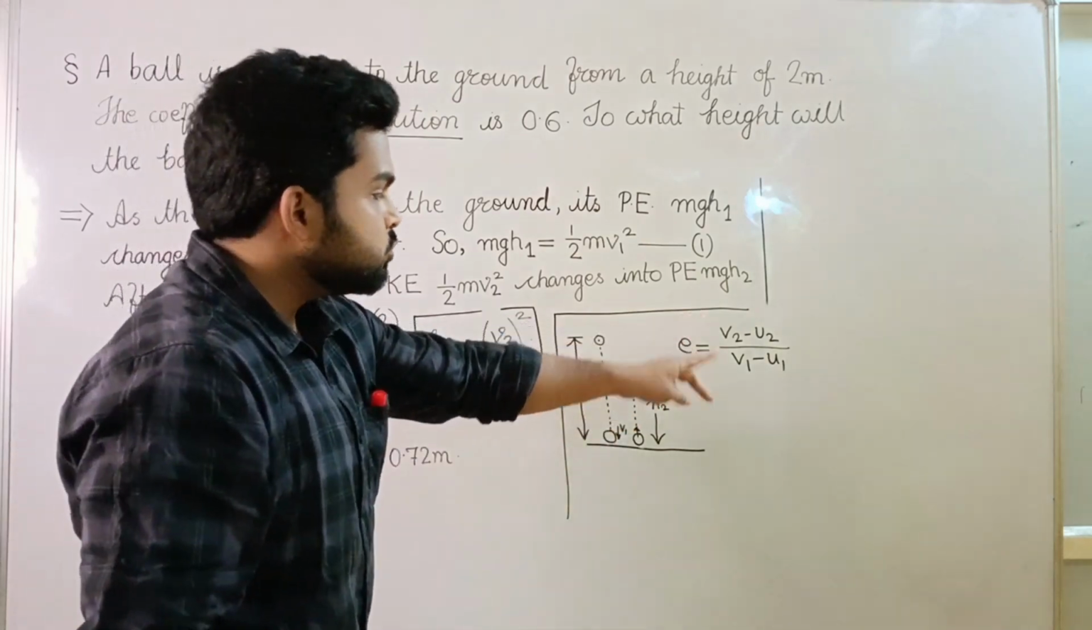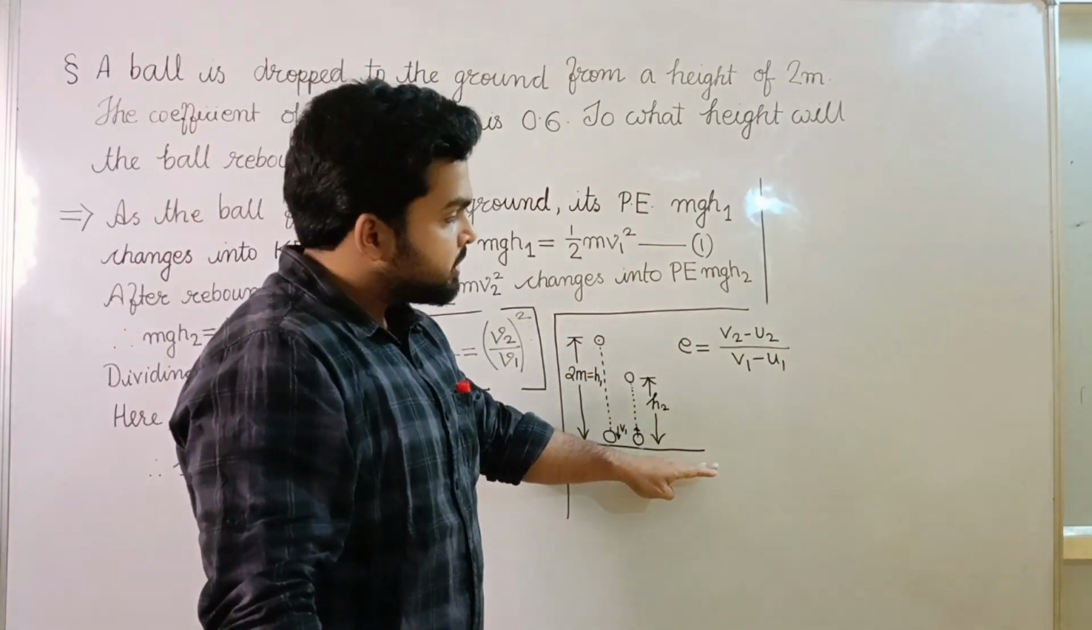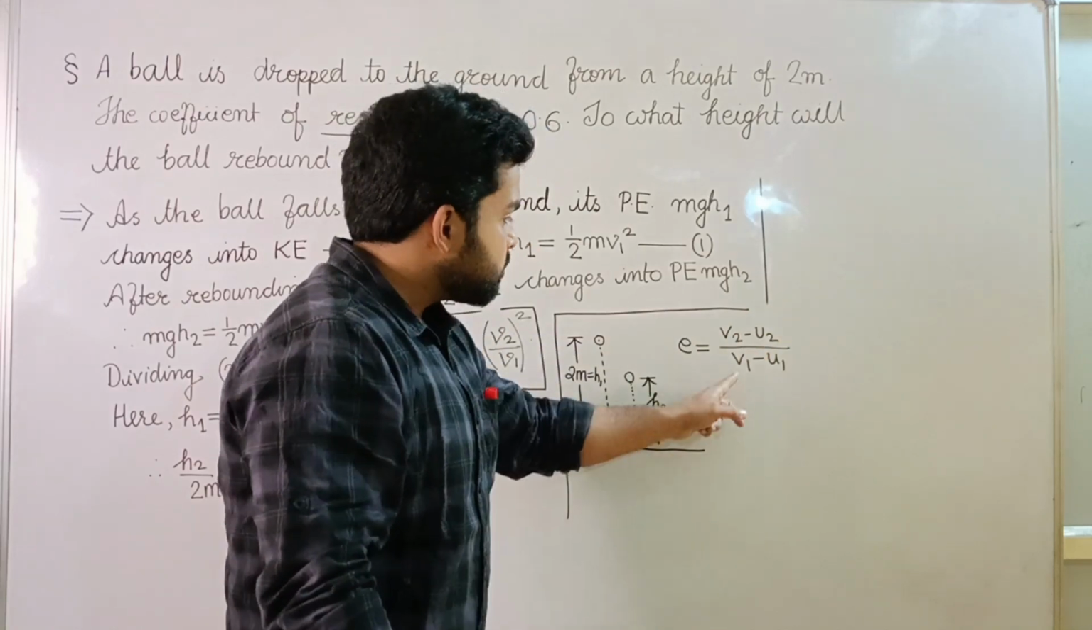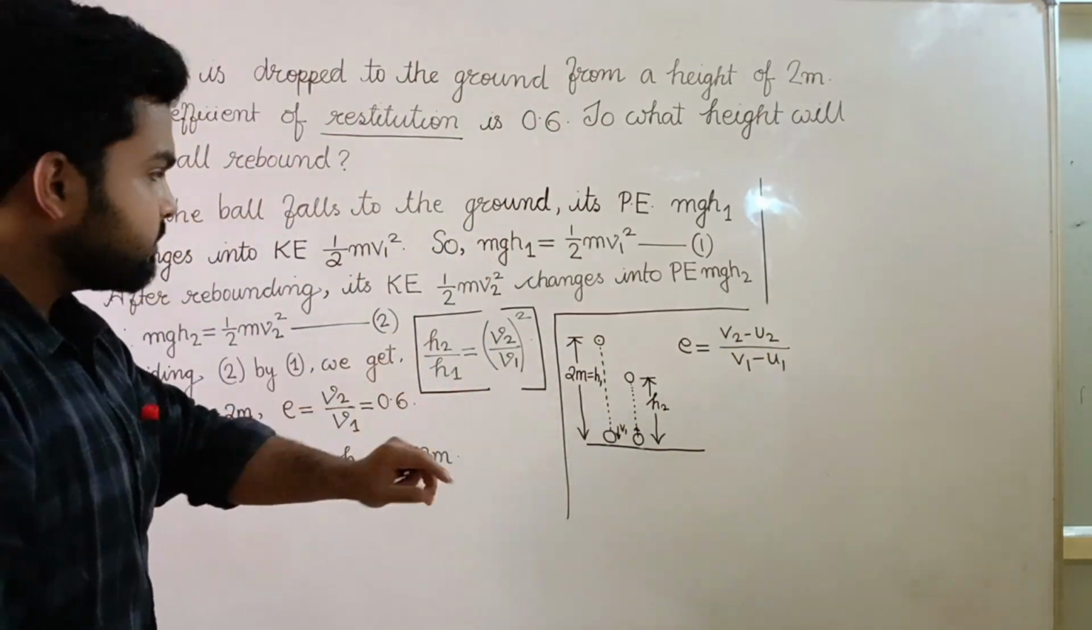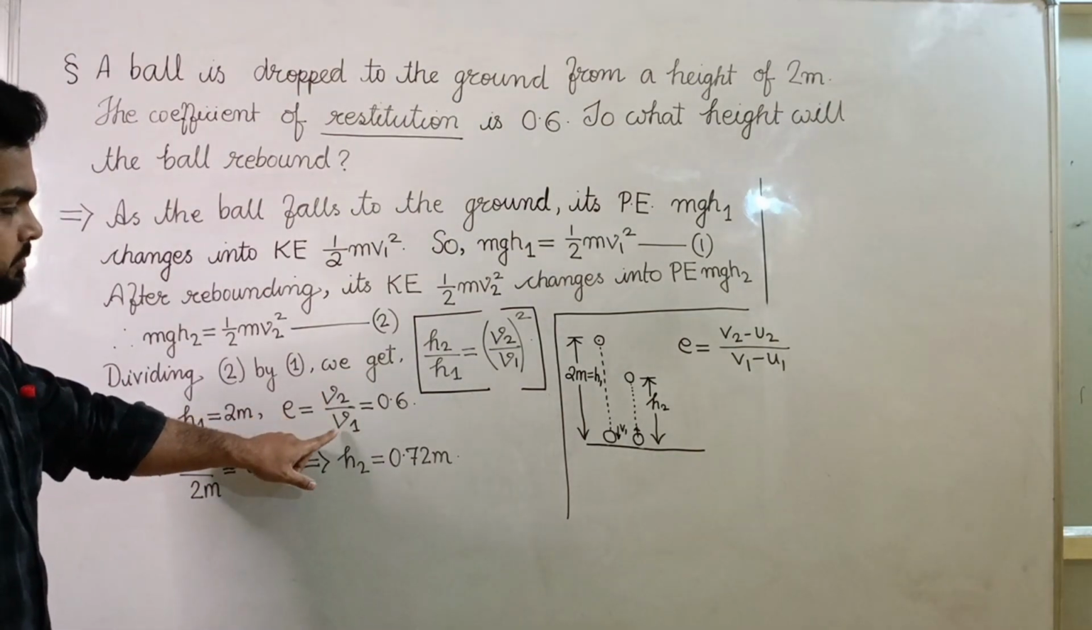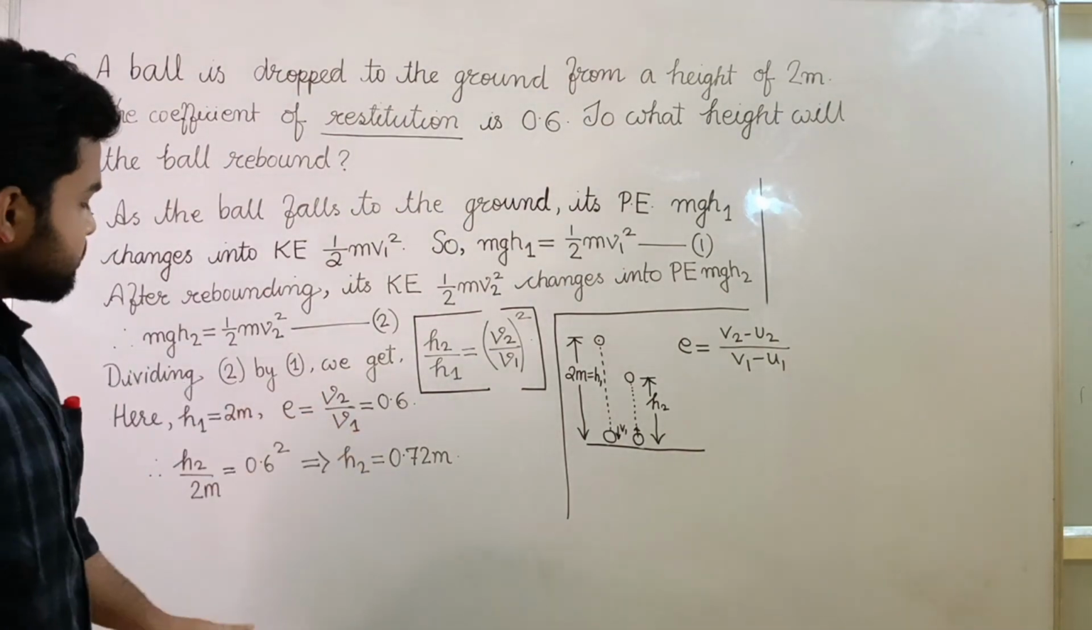Here u1 and u2 are for the ground. But the ground is perpetually at rest, so u1 and u2 are both 0. The values of v1 and v2 are not given, but the ratio is given. So e is equal to v2 by v1 equal to 0.6, and we will just substitute it here.